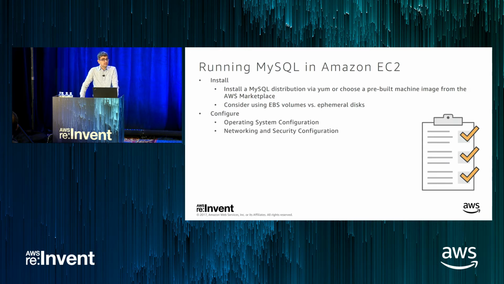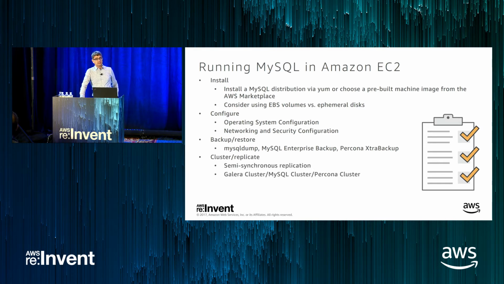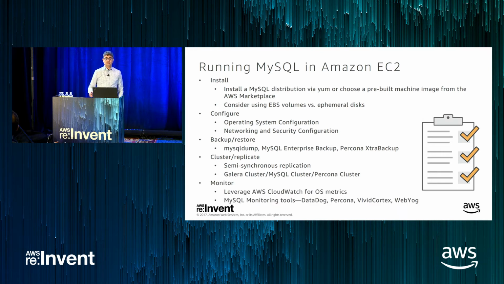Once you're done with that, you can configure OS parameters. You have to configure the network and security configuration parameters. In terms of backup and restore, there are a few options available. You can use MySQL Dump, MySQL Enterprise Backup, and Percona XtraBackup. And in terms of clustering and replication, there are various options available. Anyone can do this running in EC2, but you can think of all of this as the set of considerations to prepare for if you are running MySQL in a self-managed fashion.